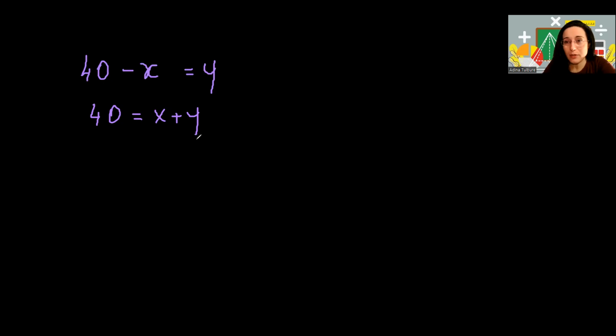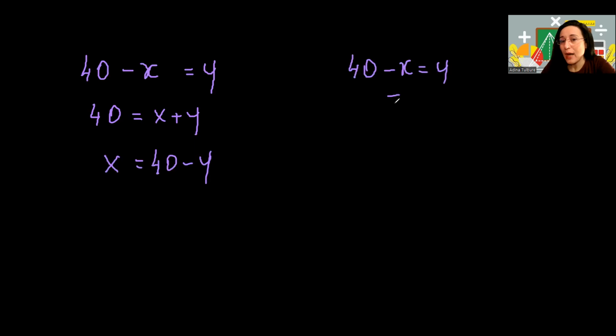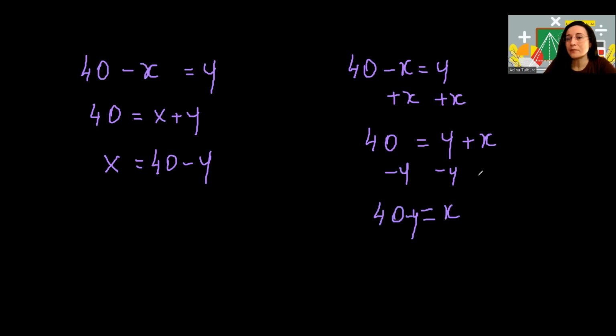Okay, 40 equals x plus y, but we don't want 40 to be the subject. We want x to be the subject. So if 40 is x plus y, then obviously x is 40 minus y. On the other hand, if you want to change the subject by using the balancing method, you can do 40 minus x equals y here. You add x on both sides to make it positive. Now you've got 40 equals y plus x, and then you take away the y on this side to get rid of it, and you end up with 40 minus y equals x. Great.